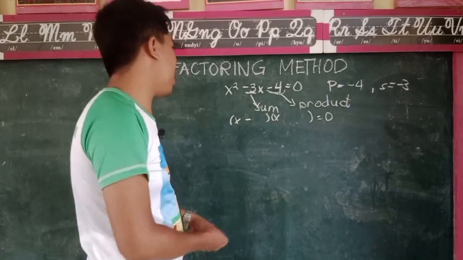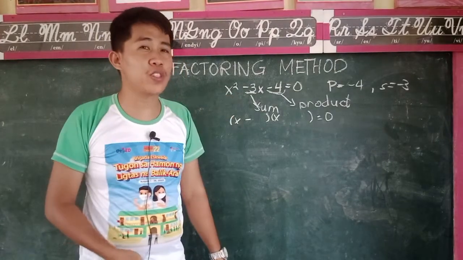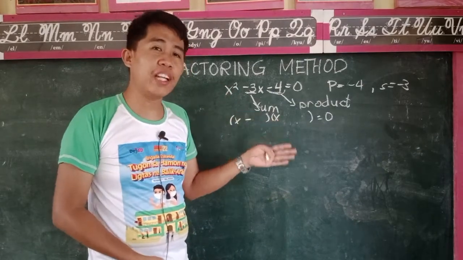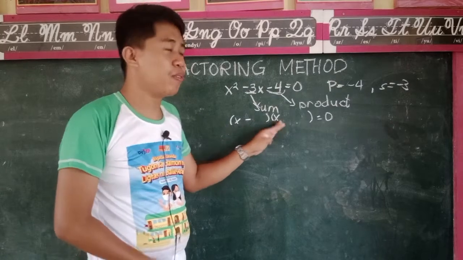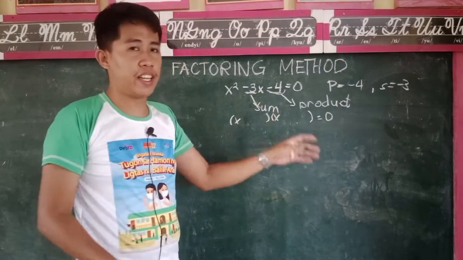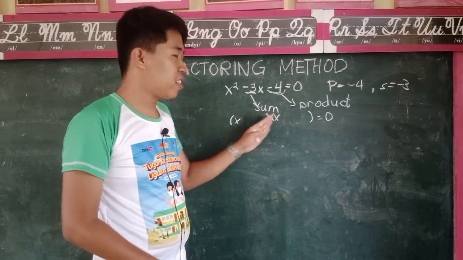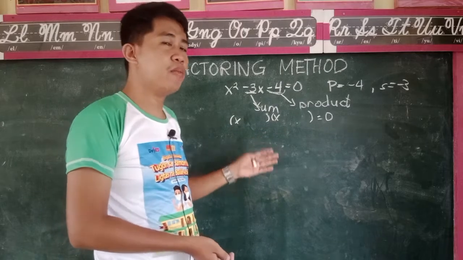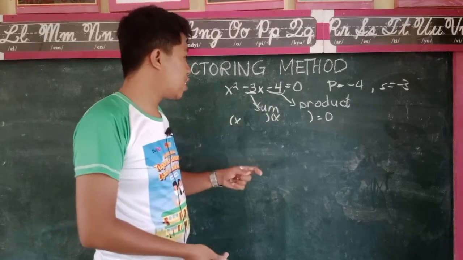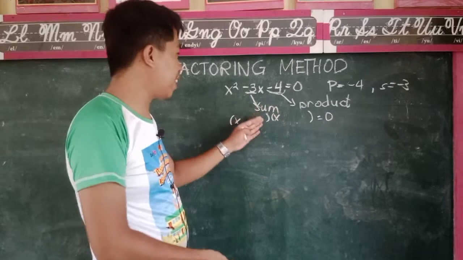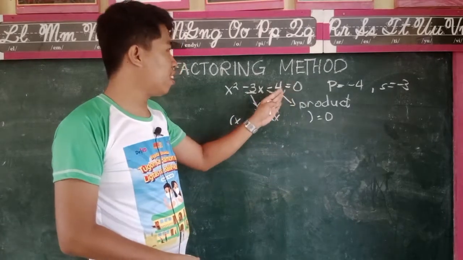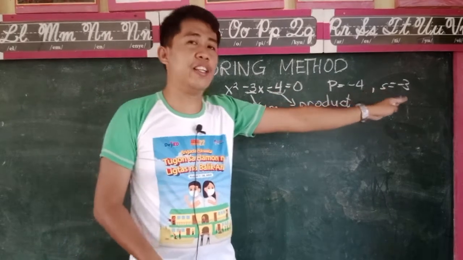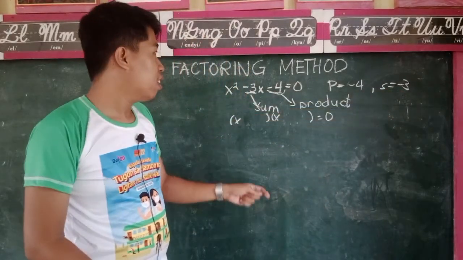Okay, lucky we are because we have here a first term of x squared. And since it is x squared, we can conclude that the first term of each of the factors is x and x, because x times x is equal to x squared. Sir, how are we going to get the second term of each of the factors? So let's just use the concept of the product and the sum. Take note that the product must be -4 and the sum must be -3.